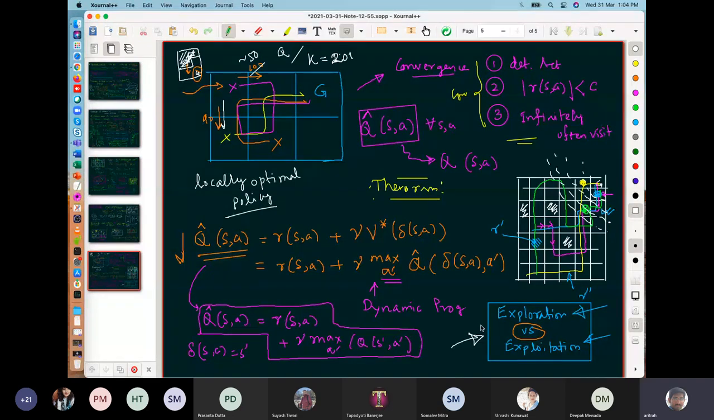Am I able to convey, in a very naive sense, what reinforcement learning is and how to explore? And we will keep updating this K value accordingly. It happens in terms of epochs. Let's say for the first 100 epochs I keep K as 1. For the next 100 epochs I keep K as 1.2. Get it? Okay, sir.